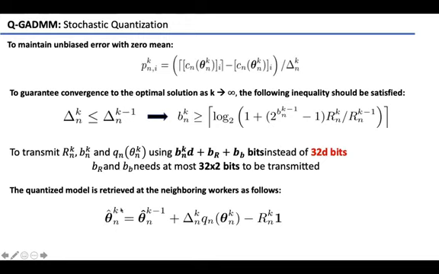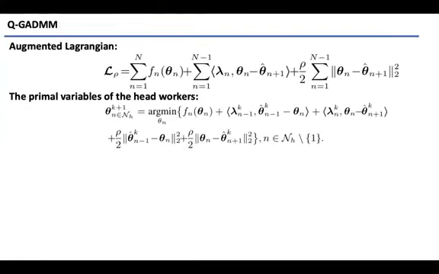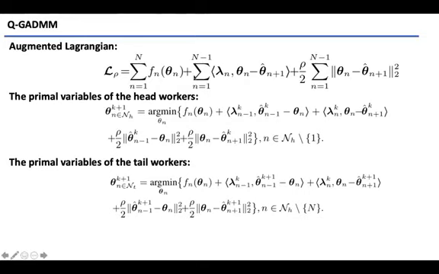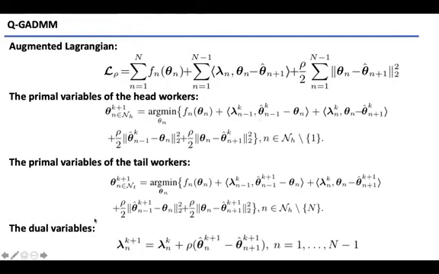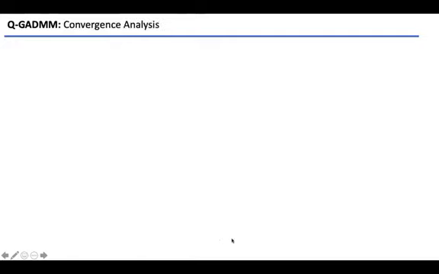the k-th model of worker N, the quantized version, can be retrieved using this equation, using the previously quantized model plus the current quantization value of the model difference. The steps of updating the dual and primal variables are very similar to GADMM, except that every worker is using a quantized version of its neighboring workers. And in the equation of updating the dual variables, we use the quantized versions of the models.